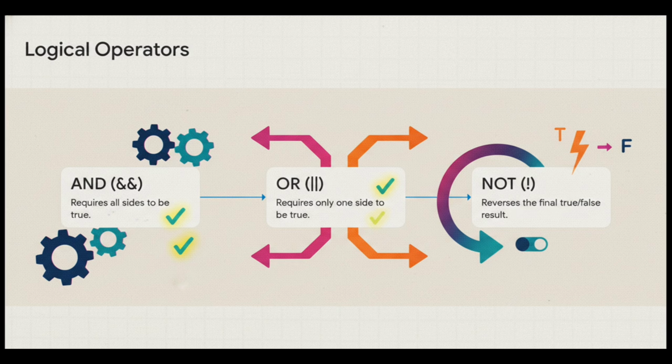The logical AND, which is represented by 2 ampersands, is super strict. It requires all sides to be true. The logical OR is much more relaxed, requiring only one side to be true to pass. And the logical NOT simply acts as a switch, reversing the final true or false result, turning a true into a false and vice versa.